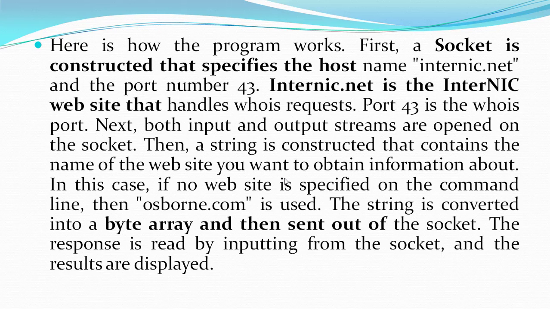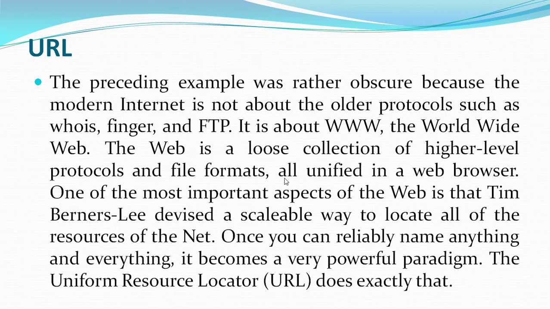First, a socket is constructed that specifies the host name internic.net and the port number 43. Internic.net is the internet website that handles Whois requests. Port 43 is the Whois port. Next, both input and output streams are opened on the socket. Then a string is constructed that contains the name of the website you want to obtain information about. In this case, if no website is specified on the command line, then osborne.com is used. The string is converted into a byte array and then sent out of the socket. The response is read by inputting from the socket and the results are displayed. Like this the program works. Now next class is the URL.